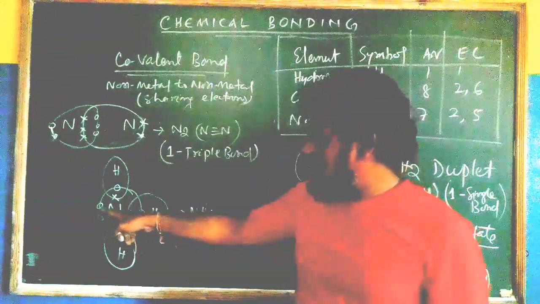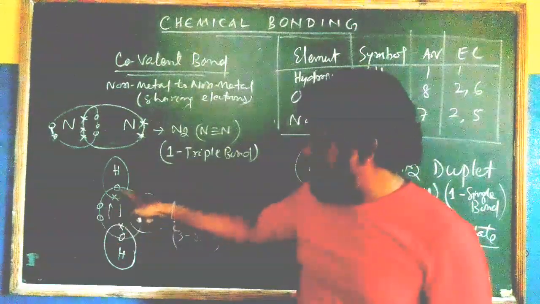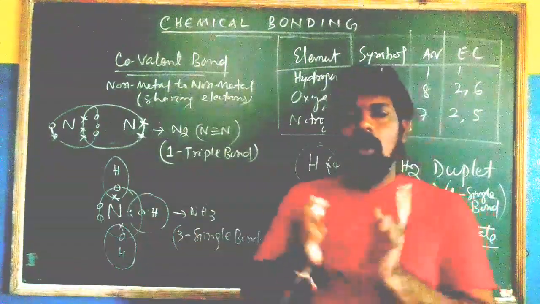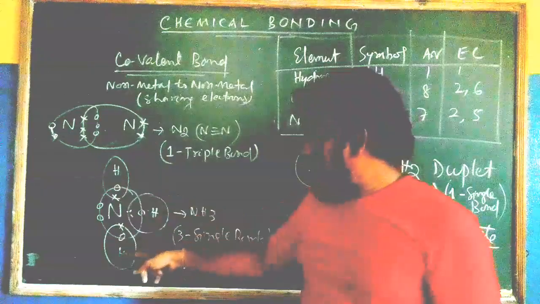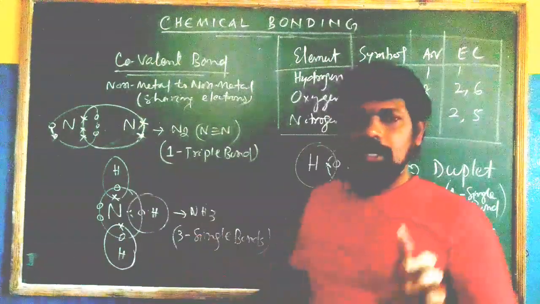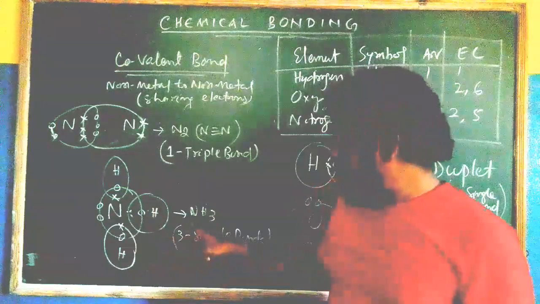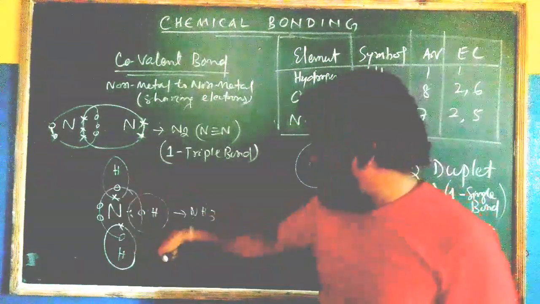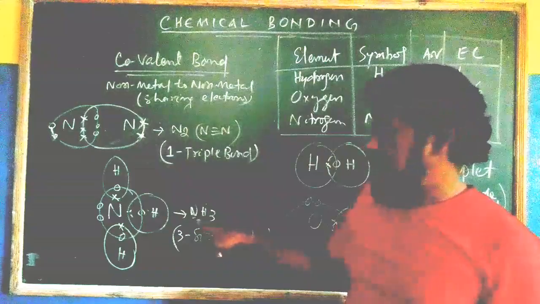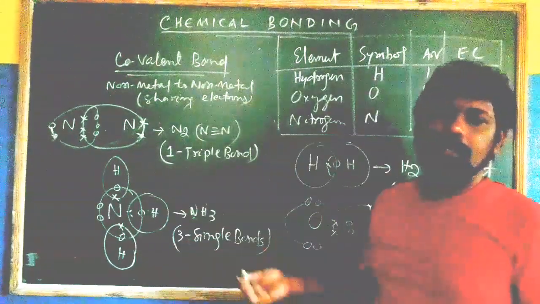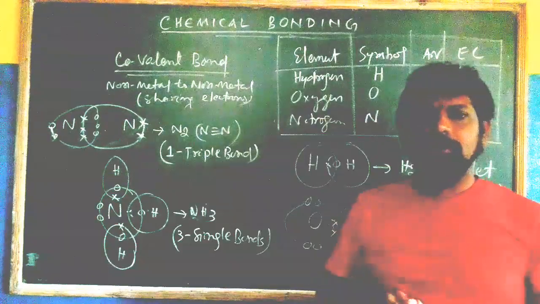On the other hand, this nitrogen has its own 1, 2, 3, 4, 5, 6, 7, 8. The nitrogen also has all 8. So here hydrogen is showing the duplet rule and nitrogen is satisfying the octet rule. So in that case NH3, N and H3, this NH3 molecule is formed. Here you have single bond, single bond, single bond. 3 single bonds are formed. So this is all about these bondings.